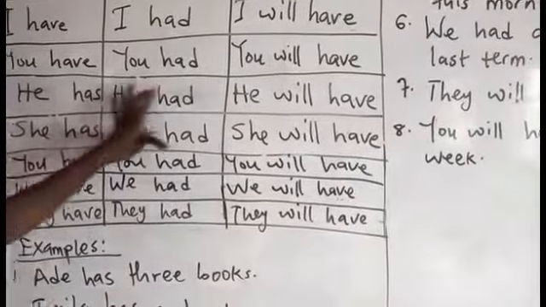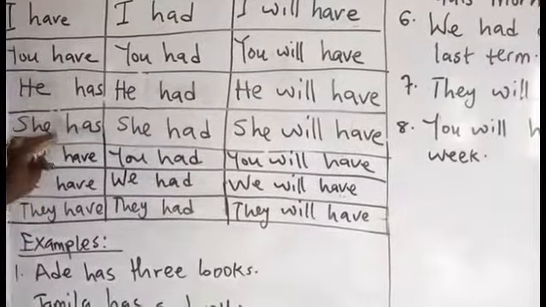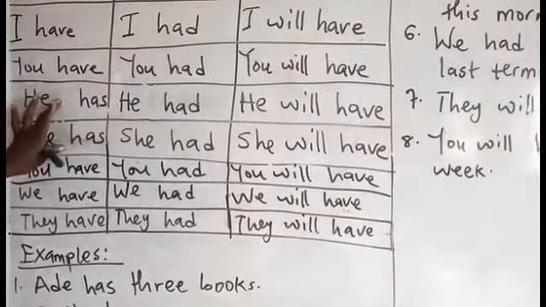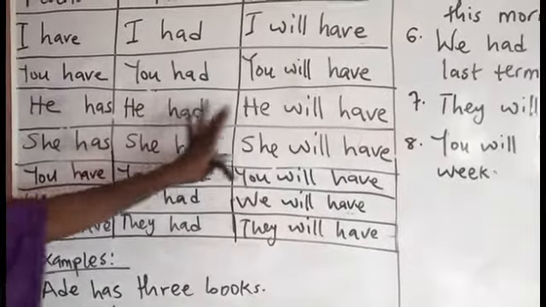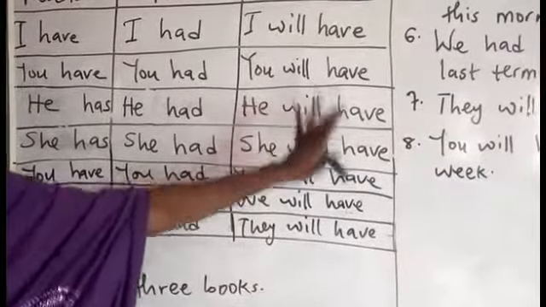When you look at this set, the he and she, it is just in the present form that the verb changes to has. But right here, it remains had. And right here, it remains will have.